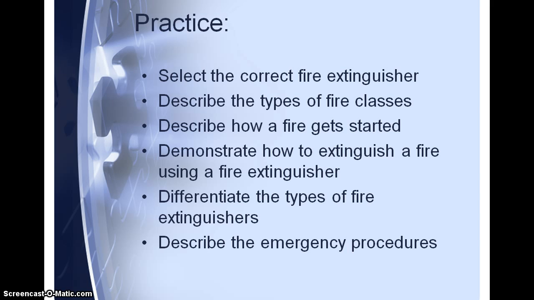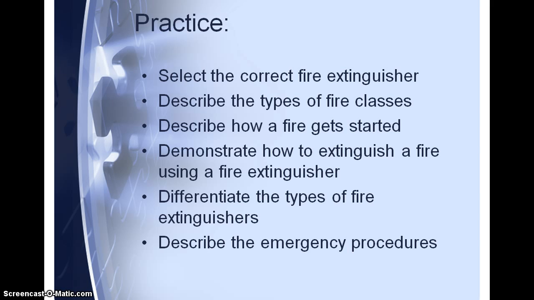Now that we have reviewed the various types of sequencing methods, let's look at how one might employ them in sequencing a series of behavioral objectives. Here's a list of 6 objectives for a class on home fire safety. Select the correct fire extinguisher. Describe the types of fire classes. Describe how a fire gets started. Demonstrate how to extinguish a fire using a fire extinguisher. Differentiate the types of fire extinguishers, and describe the emergency procedures.